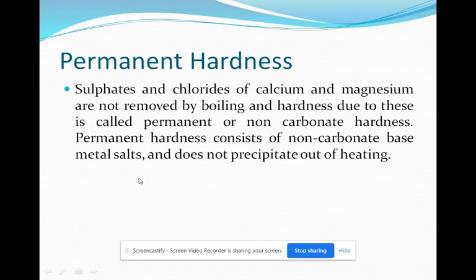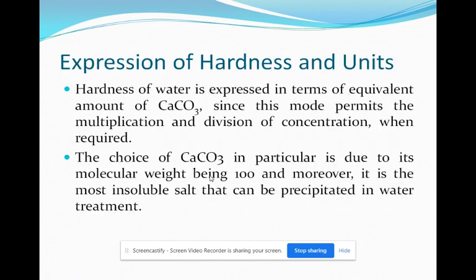Permanent hardness, as the name indicates, is of permanent nature in the sense that heating cannot remove it. It arises because of the sulfates and chlorides of calcium and magnesium. They are not removed by boiling, and the hardness due to these is called permanent or non-carbonate hardness. Permanent hardness consists of non-carbonate metal salts and does not precipitate out on heating.